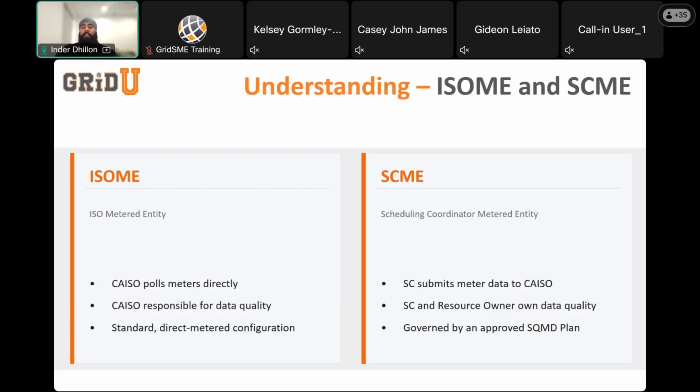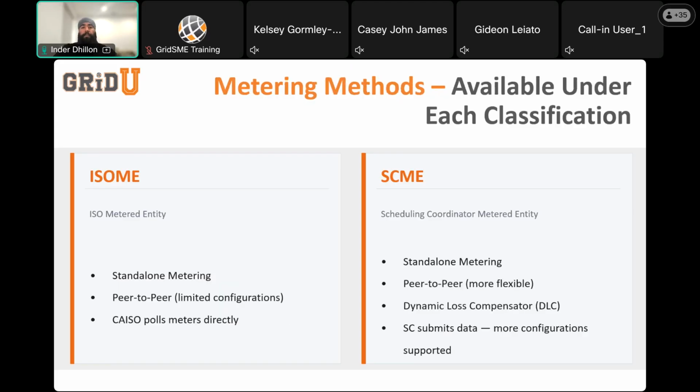And in this classification, the scheduling coordinator submits the settlement meter data to CAISO on behalf of the resource. The SC and the owner jointly take responsibility for data quality, and that responsibility is formalized in an approved Settlement Quality Meter Data plan, or SQMD plan. So both ISOME and SCME can support standalone and peer-to-peer meter configurations.